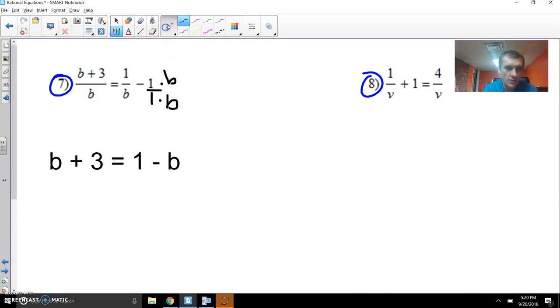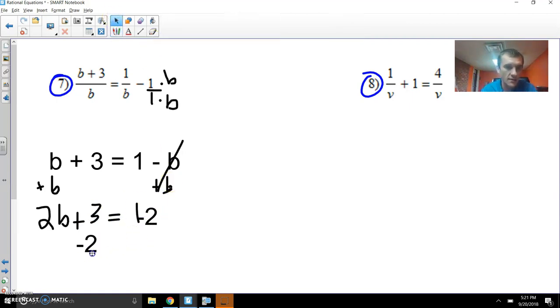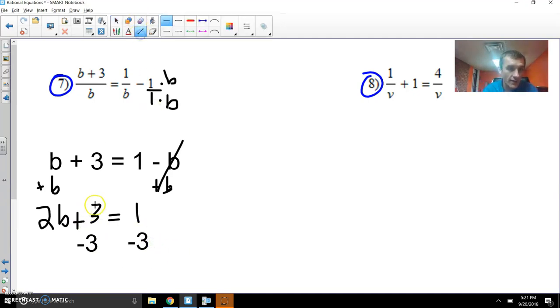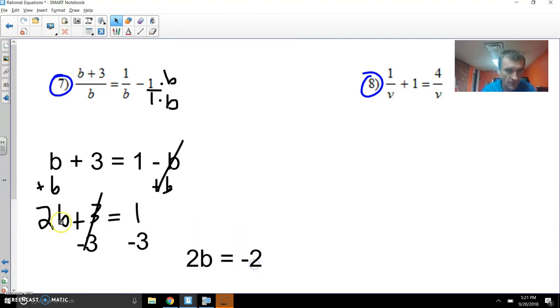I think I am going to go back to the pen here, and I'm going to add b from this side to this side. b plus b gives me 2b plus 3 equals 1. I'm going to minus 3 from both sides. And the 3 on the left will cancel. And I'm left with 2b equals negative 2, because that's what's left on the left, 2b. 1 minus 3 is negative 2.